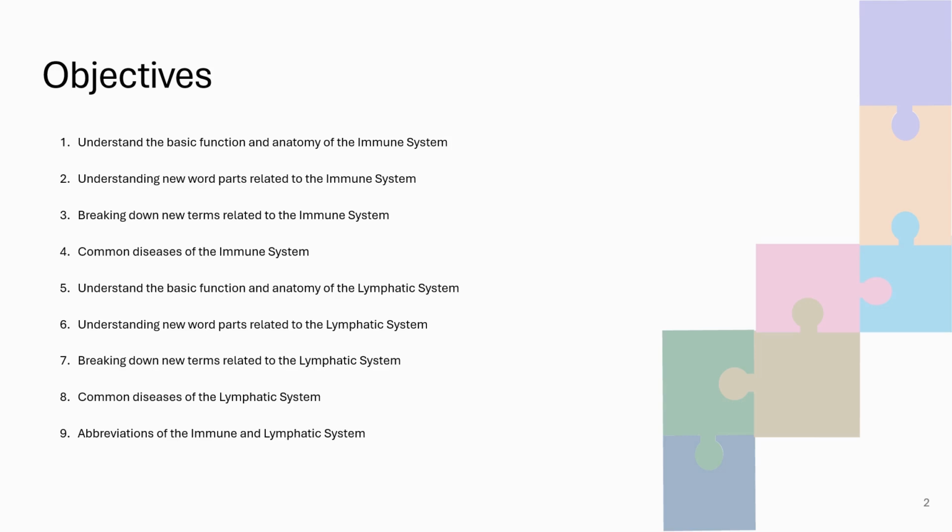Then we're going to take a peek at the lymph system. So again, we're going to take a look at the basic function and anatomy of the lymphatic system. We'll talk about some of those word parts, some of those new word terms. We're going to look at some common diseases of the lymph system, and then we're going to look at some abbreviations that are associated with both of those.